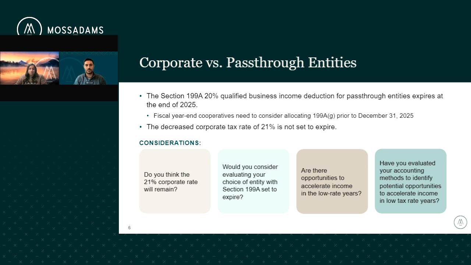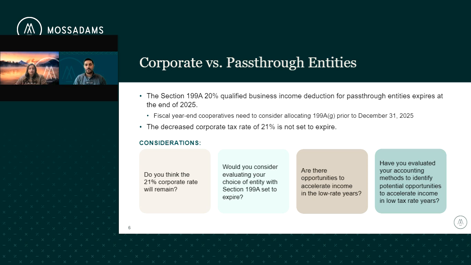And at the bottom here, just some planning considerations. Do you think the 21% corporate rate will remain? I think this really depends on who takes office. Harris has mentioned a corporate rate somewhere around 25 to 27%. Trump wrote this law, and I would expect if he were to take office, we would get to see the 21% corporate rate stick around for a while.